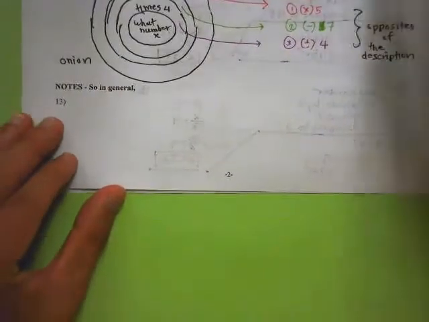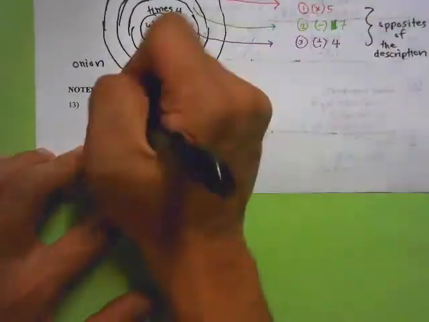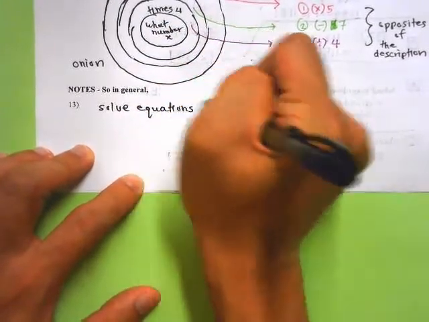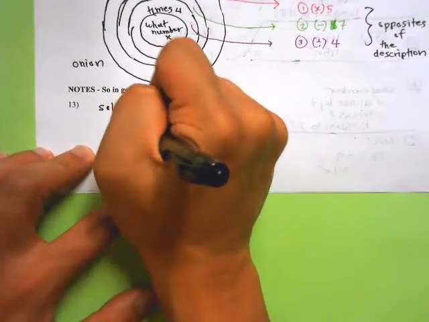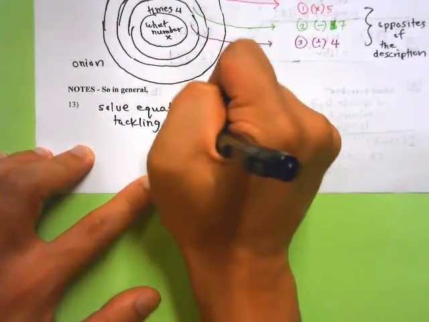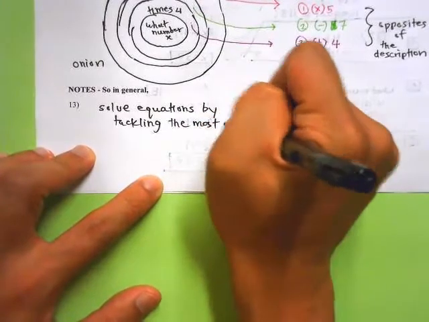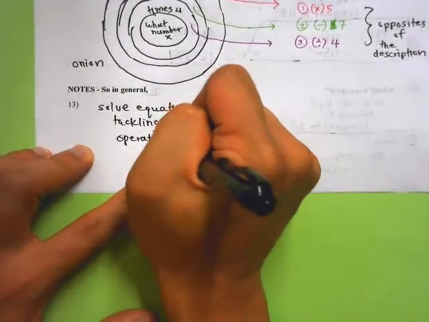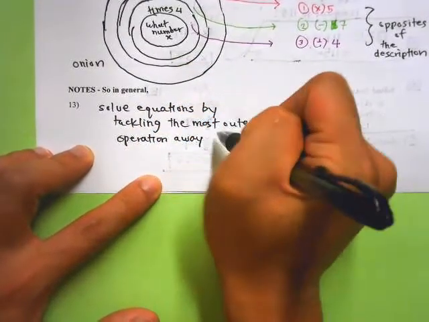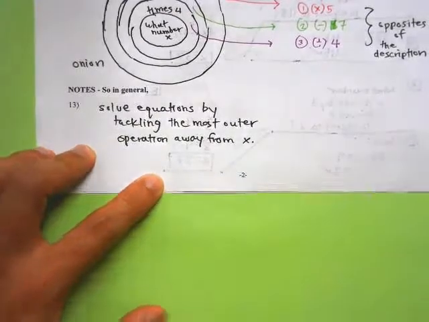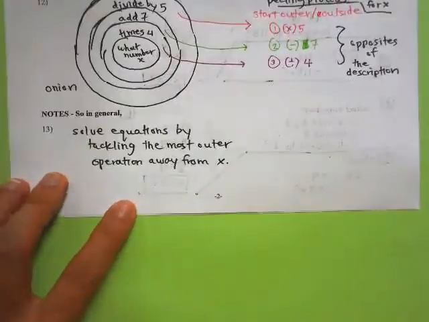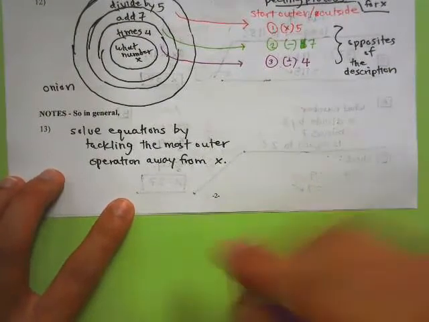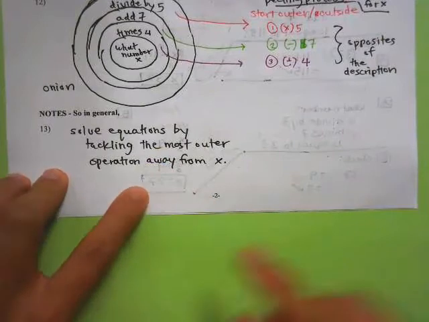So in general, you're going to solve equations by tackling the most outer operation away from x. That's usually my general rule. I mean, in most cases, it will work. Solve equations by tackling the most outer operation away from x.